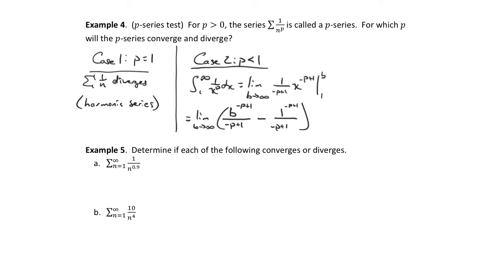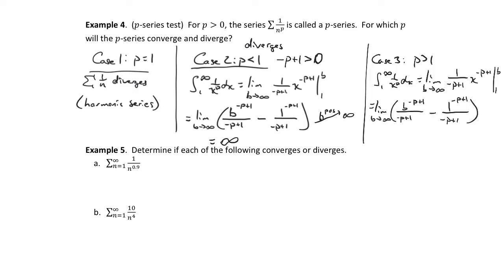If p is less than 1, let's think about this. We're taking essentially 1 minus p. You have a number that's smaller than 1. Negative p plus 1 will be positive still. Okay? It'll still be positive. So that b to the negative p plus 1 is going to be b to a positive number. B to a positive number is going to race off to infinity. So this is infinite, which means it diverges in this case.